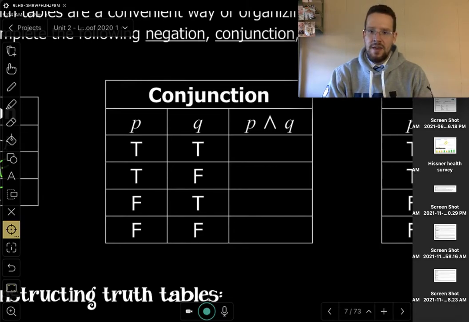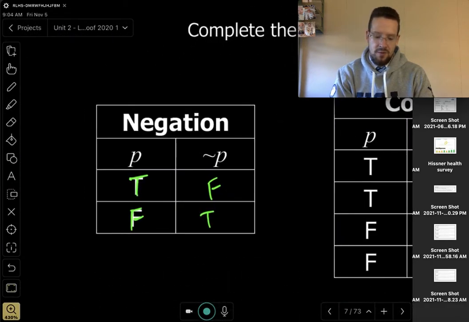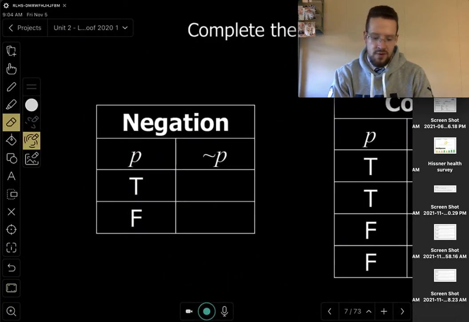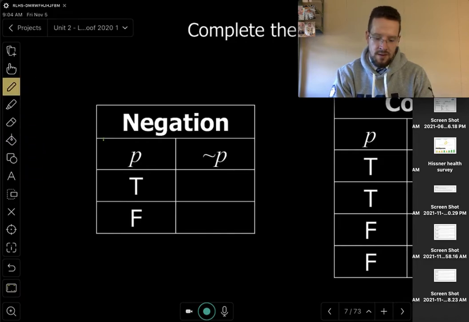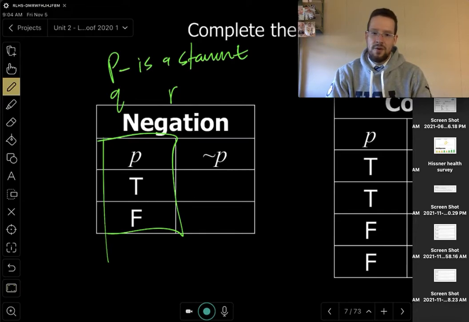Mr. Hisner here. Today we are going to be looking at truth values and truth tables just in general. So whenever we have a truth table, this would be the truth table for P, just for one statement. P is a statement, Q is a statement, R is a statement. These are all things that we've seen so far. So this is a statement.